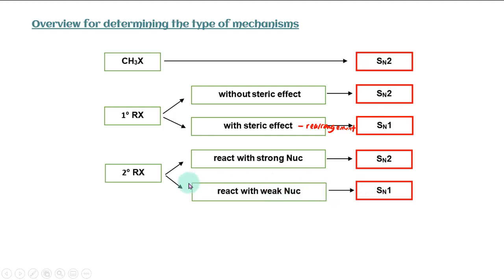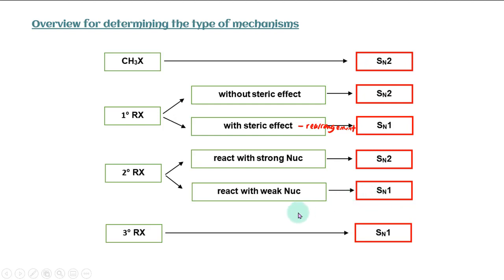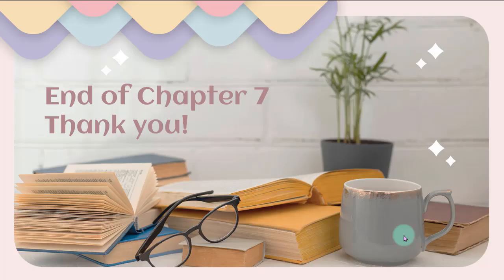That means you form a carbocation and then it reacts with the weak nucleophile. This is the SN1 mechanism. And lastly, also very easy, if you have a tertiary haloalkane, you will definitely form the very stable tertiary carbocation. Therefore, this is an SN1 mechanism. So that's the end of our chapter 7. Please have a try at your questions number 3 and 4 and the remaining exercises. I'll see you again in the next chapter.